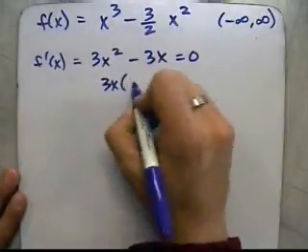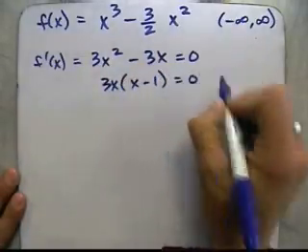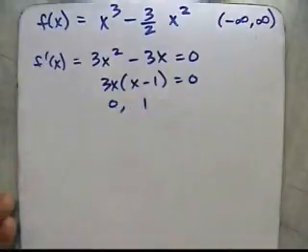Okay, so we're going to go ahead and factor that. We take a little 3x out. You get x minus 1. And so then 0 and then 1 are your critical numbers. Okay, so these are our critical numbers.